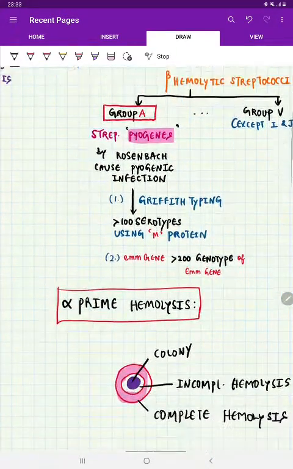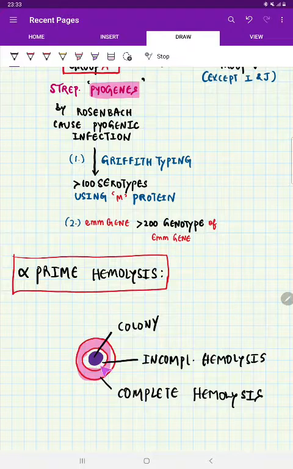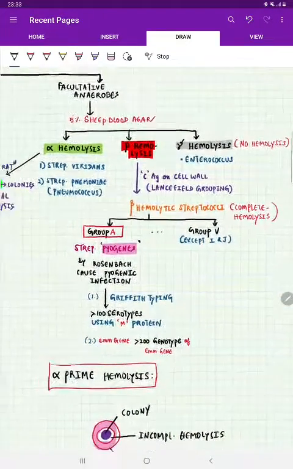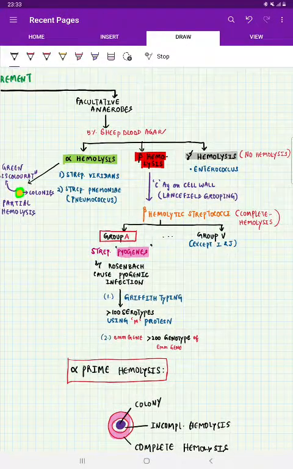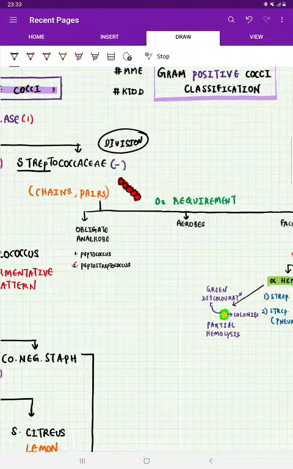Now one more thing to say is that there is something called alpha prime hemolysis. What does it mean? Here is a colony. Surrounding the colony there is incomplete hemolysis, and after that there is complete hemolysis. This is called alpha prime hemolysis. This is shown by some species of Streptococcus. So with this we are completing the discussion on the classification of Streptococcus.